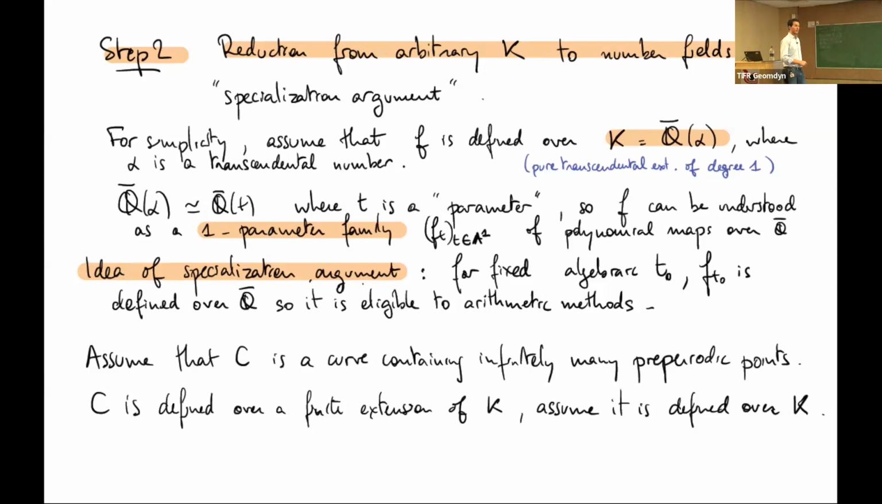So what is this field Q bar of alpha? Well, it's exactly the field of rational functions. So working over Q bar of pi is exactly the same as working over Q bar of some indeterminate. So actually, you can view this map defined over Q bar of pi as a one-parameter family of mappings. Okay, so this F can be understood as a one-parameter family of polynomial maps defined over Q bar now. And the idea of a specialization argument is always basically the same idea. So now you have a one-parameter family of mappings, and now you can pick as many algebraic parameters as you like. That is the meaning of specialization.